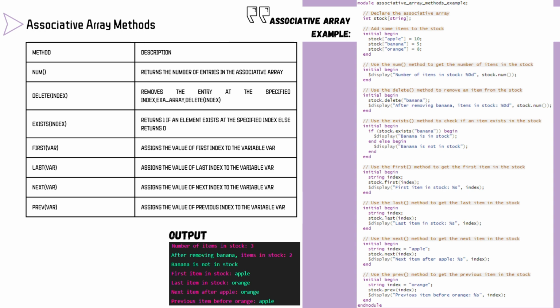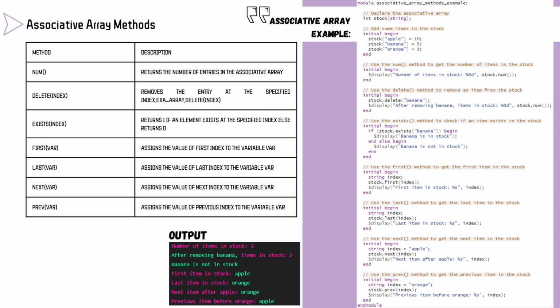Then, we use the delete method to remove an item from the stock array. This method takes the key of the item we want to remove as an argument and deletes the corresponding key value pair. After that, we use the exists method to check if an item exists in the stock array. This method takes the key of the item we want to check as an argument and returns 1 if the item exists in the array and 0 if it does not.